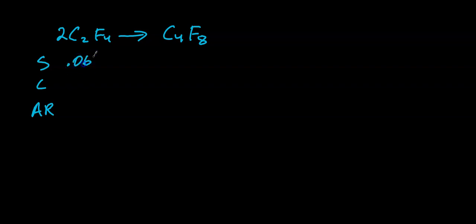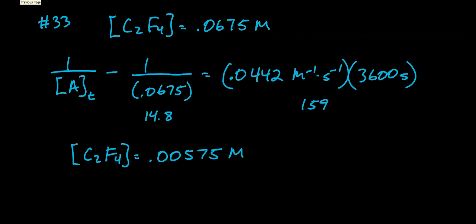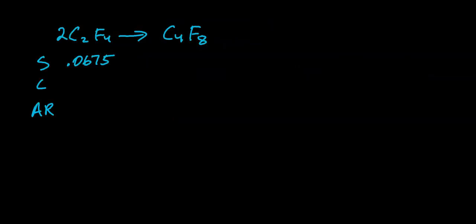So remember, we started with 0.0675 molar. That's what we said was our A naught. And then how much is reacts? We don't know that yet, but we do know how much is left after 1 hour, which is 0.00575 molar. So of course that's going to go down. There's none of the product at the start. That's going to go up. So we need to figure out how much the concentration decreased by. Go ahead and pause the video, find that number.